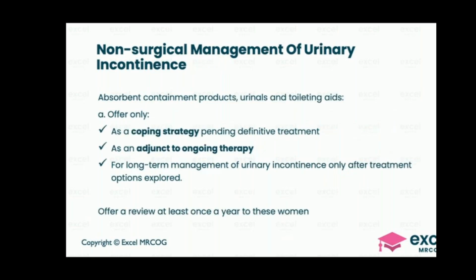Now, absorbent containment products like urinals and toilet aids are not used routinely, but just as a coping strategy. When you are contemplating surgery and waiting for surgery, then you may consider these. You may also consider these for those where every other option has been explored. She's been offered surgery, maybe multiple times, and now nothing works. And for long-term management, you need to review these women once a year.